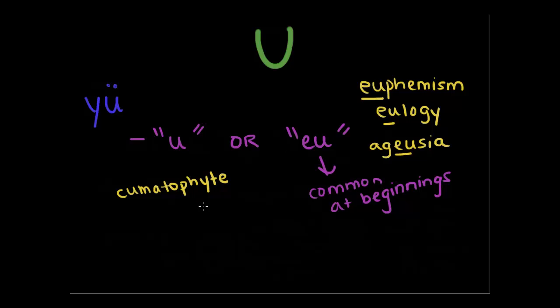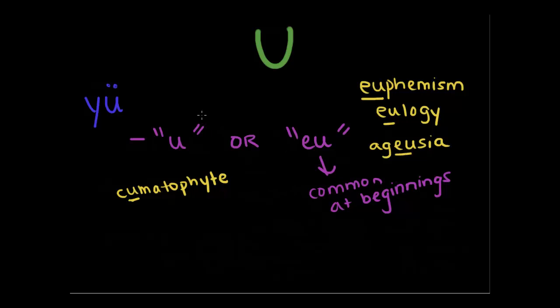Cymatophyte in Greek, kymato, not exactly this root, but something else means wave. But if you can figure out that this is kymato, there's a couple other words with that root, you'll know it's just a U here. Just a U. So again, it really depends on the roots. These 2 are very good options. If it's at the beginning, it's more likely to be an EU most of the time, as you see in these 2 words. In the middle, there's a good chance of both. So again, those roots are going to help you out with that.